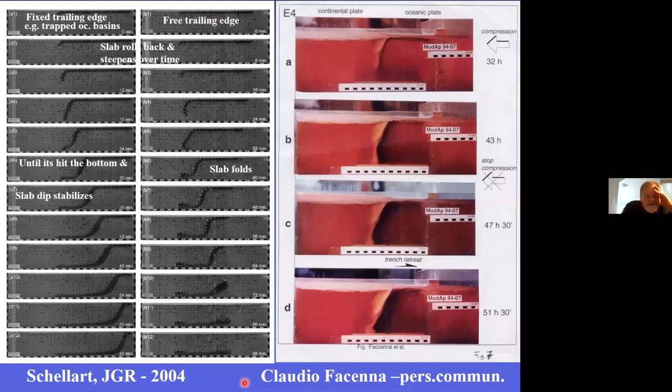So this could lead to some kind of relatively soft collision. On the other side, we have basically a margin that is not fixed and that can move. So you could imagine any continent that is moving, driven by the downgoing slab, and it behaves in a very similar way as the one on the left until the slab hits the 650 discontinuity, and then the slab starts to fold.